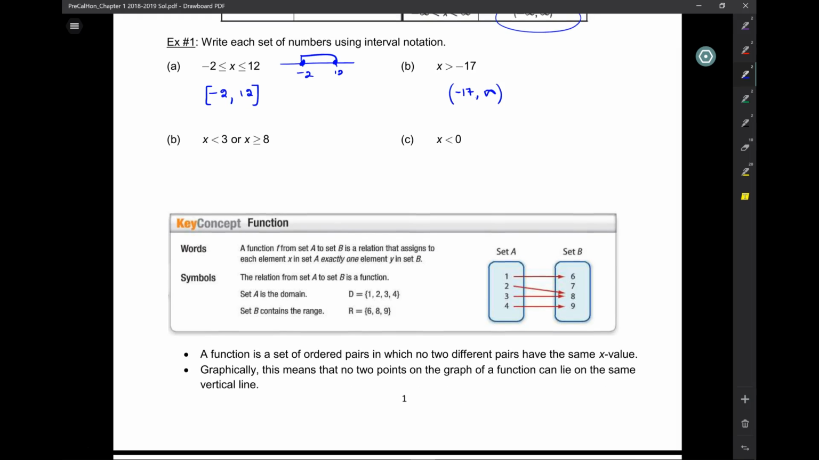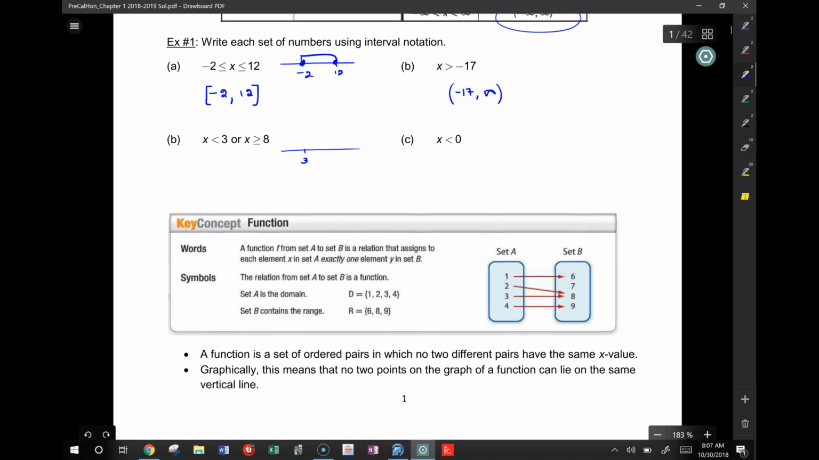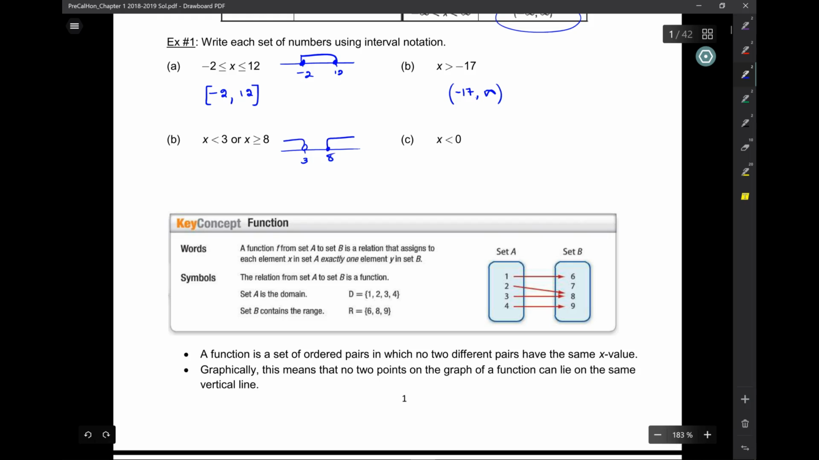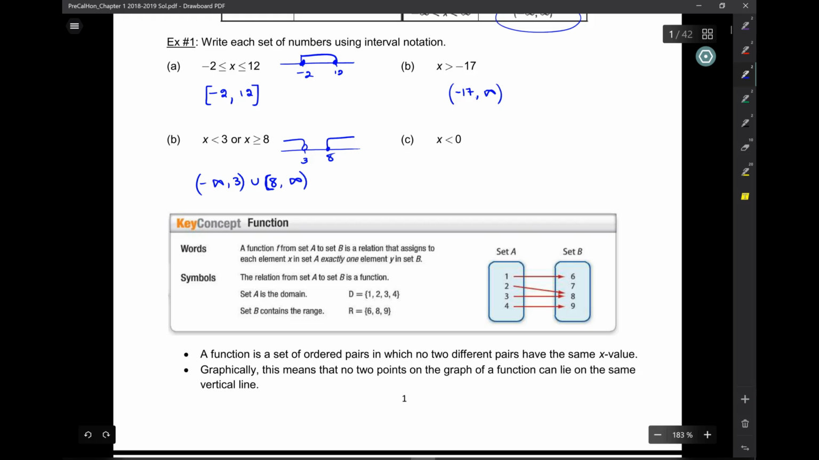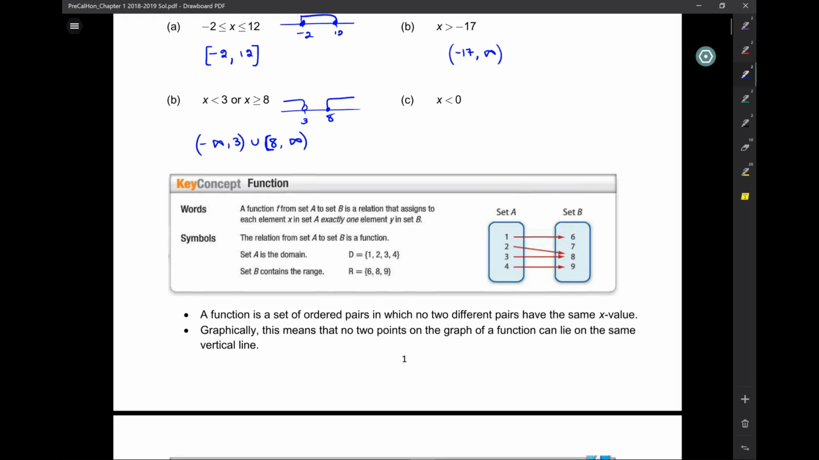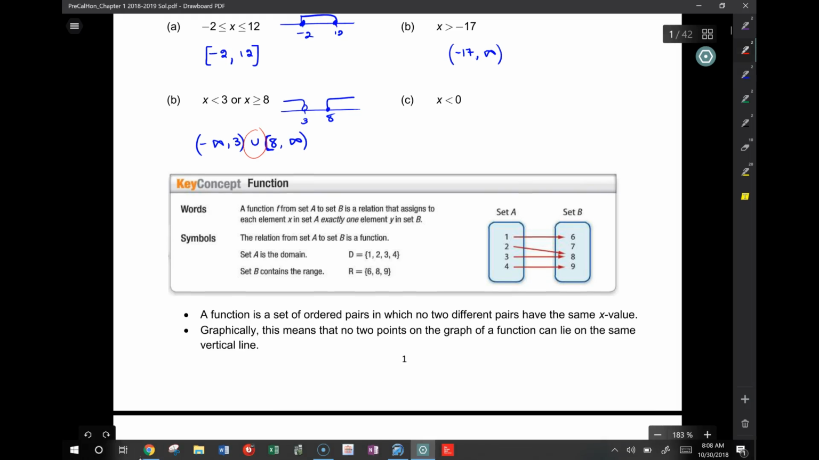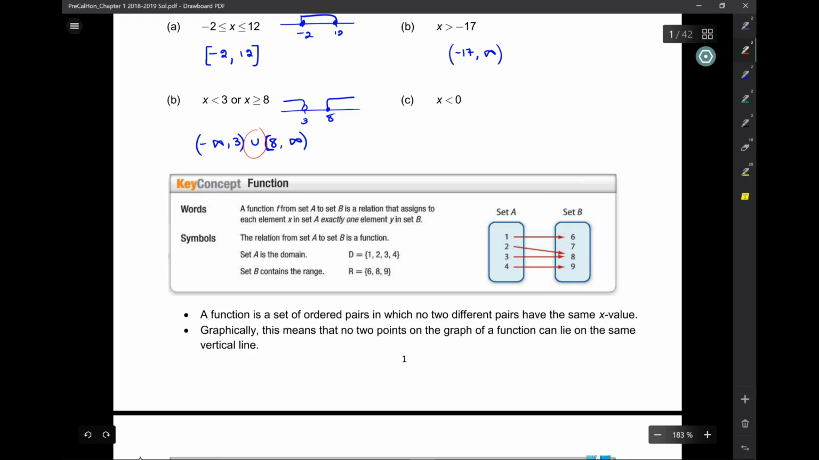Okay, so take a look at here. X is less than 3 or greater than or equal to 8. So now I have two. One is negative infinity to 3, union 8 to infinity, but we close the 8. U means union, meaning like this or that. It's a symbol that we learned in like number 3 before. So basically it means like that and that.